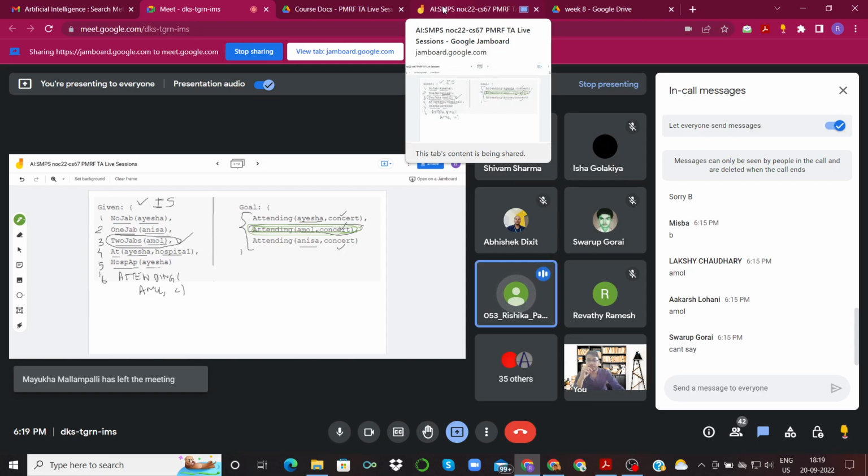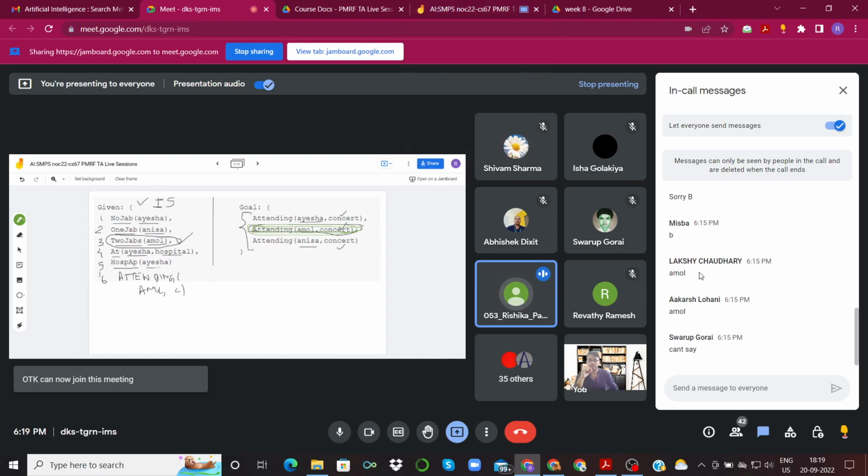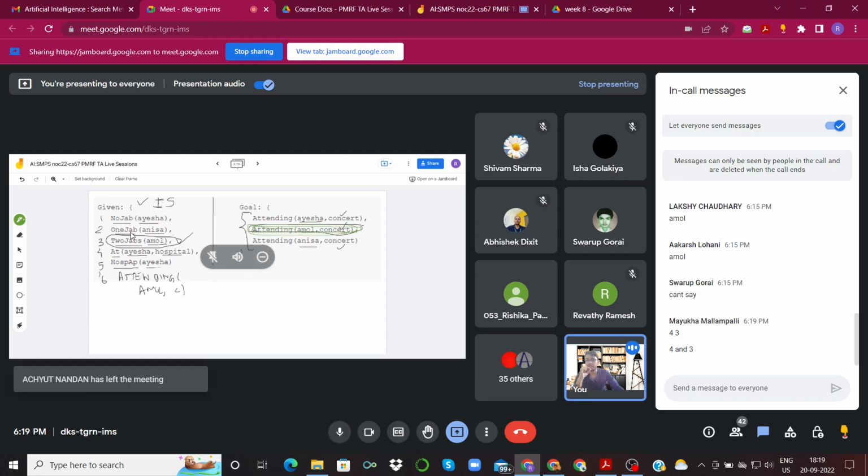First, Aisha would have to get her second jab, and then she will go through the same process as Amol went. That first she will book the ticket and then attend the concert. But can Aisha get the second jab straight away? Because we are given that Aisha has no jab. Oh, sorry. Actually, I was talking about Anisa. Yeah, that's right. So Anisa already has 1 shot of vaccine.